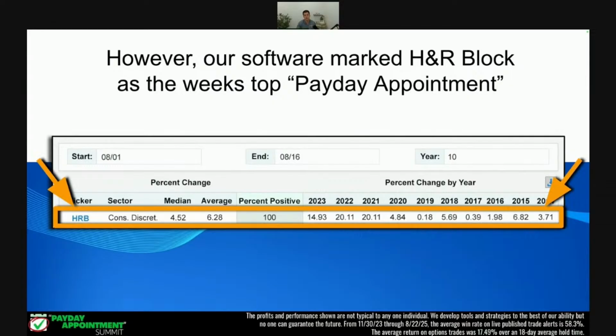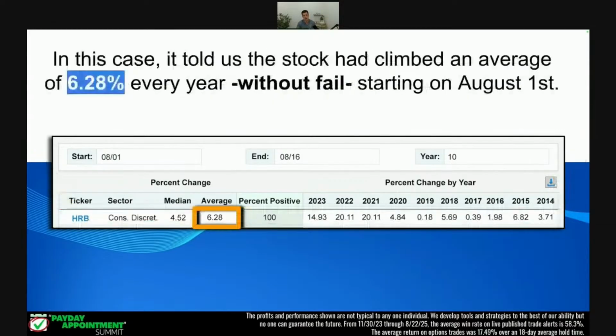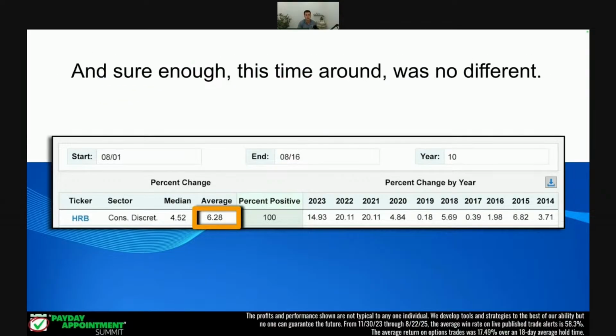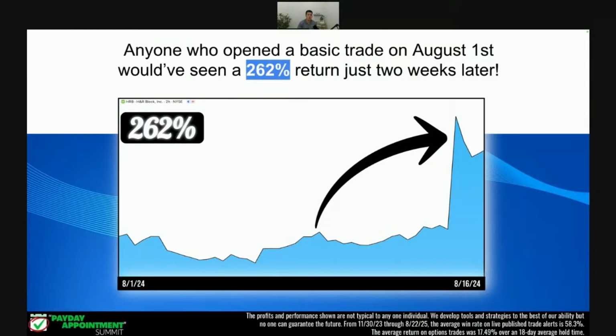However, our software marked H&R Block as that week's top payday appointment. In this case, it told us the stock had climbed an average of 6.2%. That's on the underlying stock, 6.2% every year without fail, starting on August 1st. And sure enough, this time around, it was no different. Anyone who opened a basic trade with us on August 1st would have seen 262% 2 weeks later.